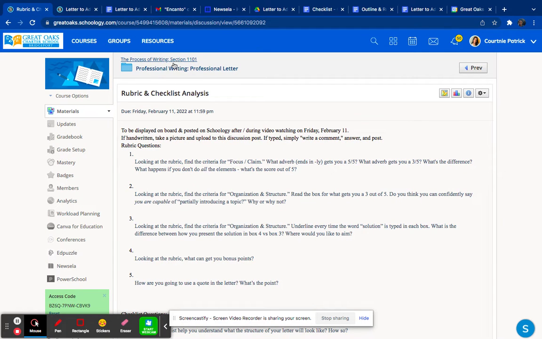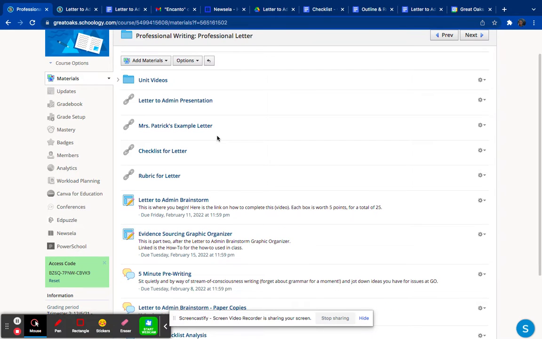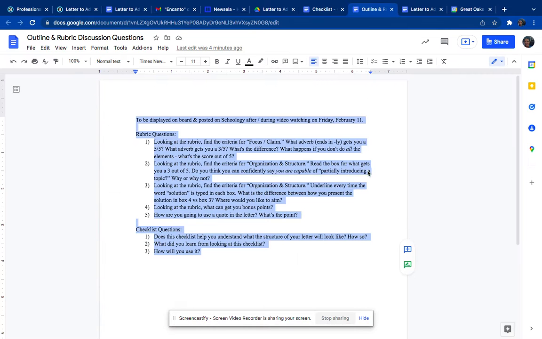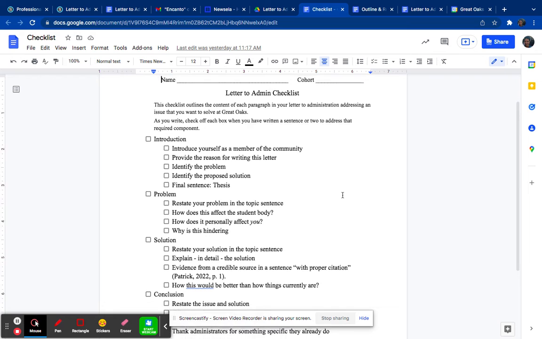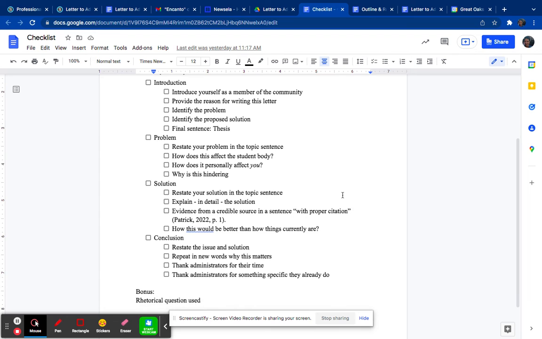So again, in the professional writing, professional letter folder, you have all of those things. Now we have a checklist and a rubric. They are separate documents here, but I do have one of them that is all together, if you prefer that. But so if we look at the checklist, this is sort of going to be what you have open as you're writing your letter after you do your brainstorming. It goes piece by piece.